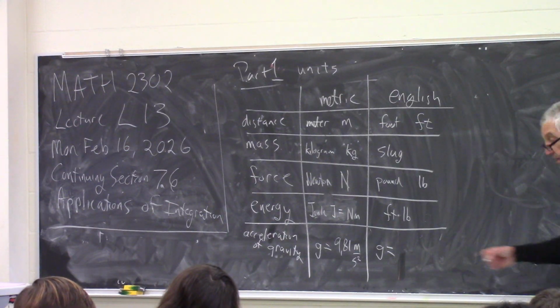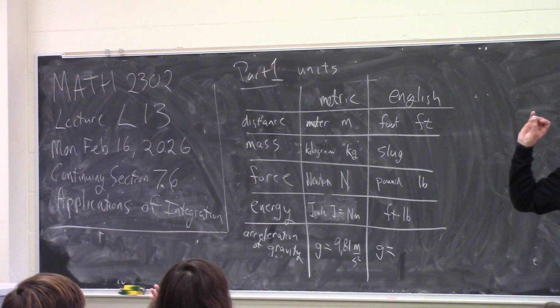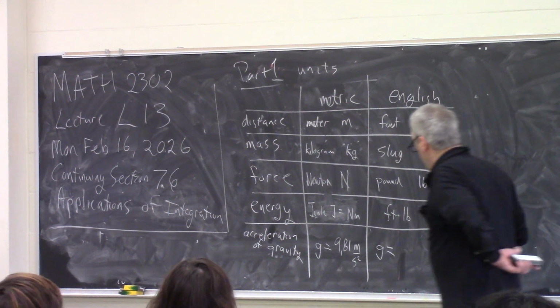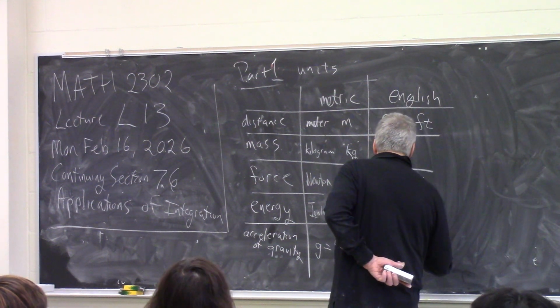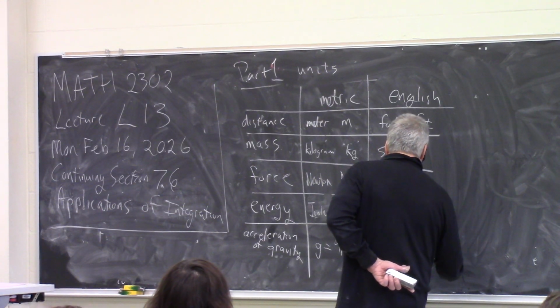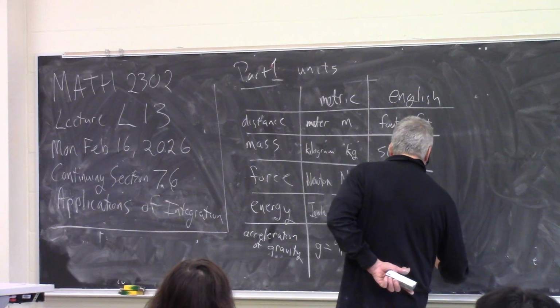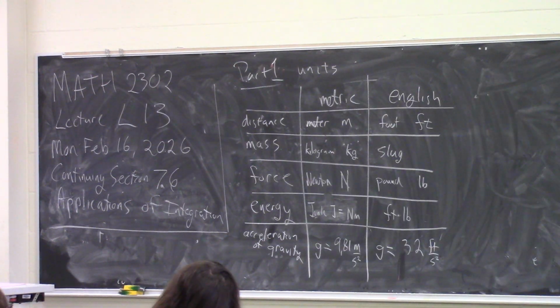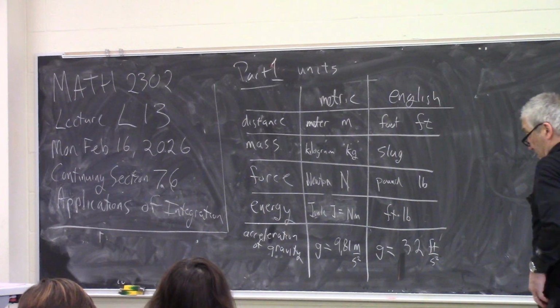What's the acceleration of gravity in the English system? Anybody remember? 32. Well, it's going to be whatever our unit of distance is, feet, divided by our standard unit of time, seconds squared. So there we go.